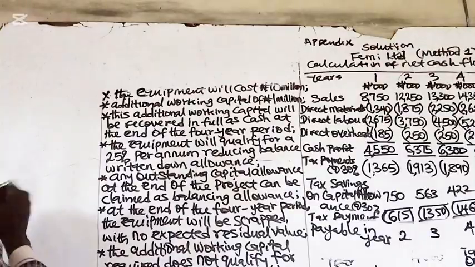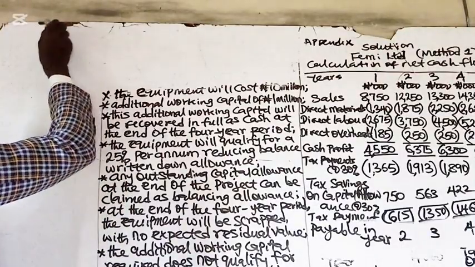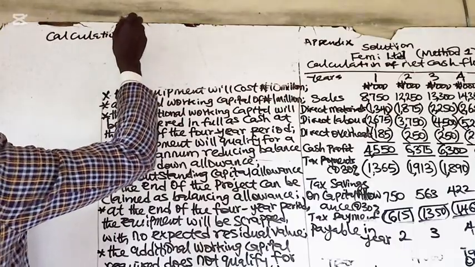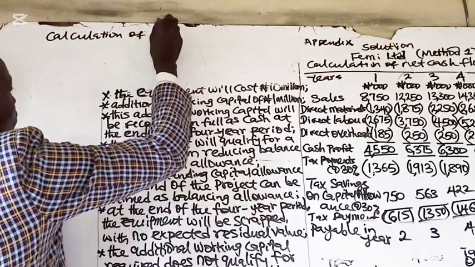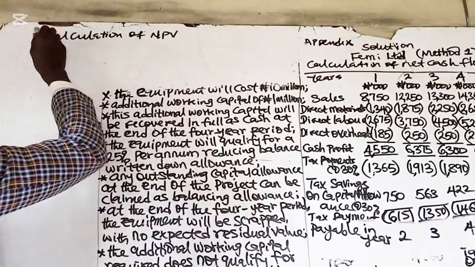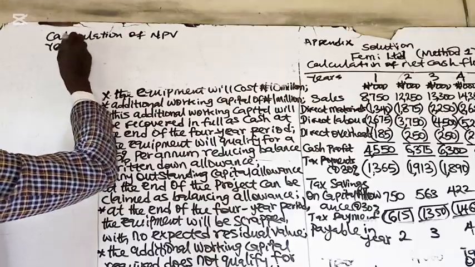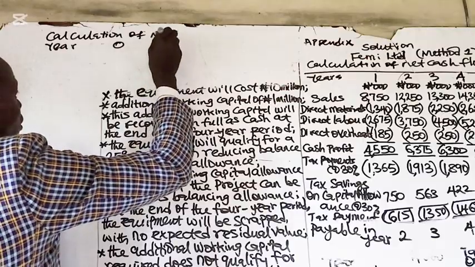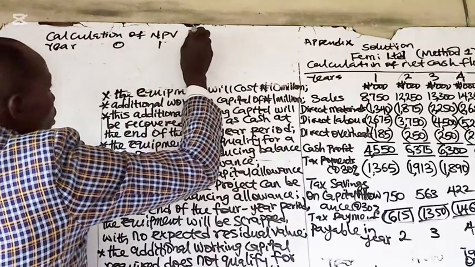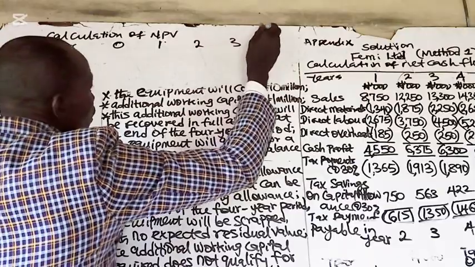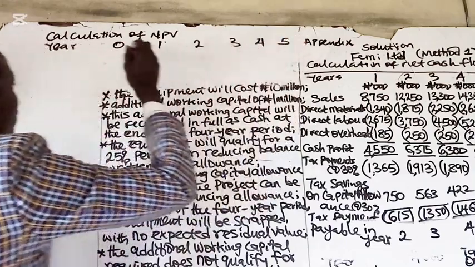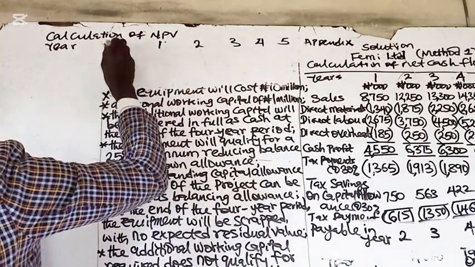We want to calculate the net present value of the project. Calculation of NPV. So you have year 0, year 1, 2, 3, 4, 5. And the amount is in 1,000 naira.